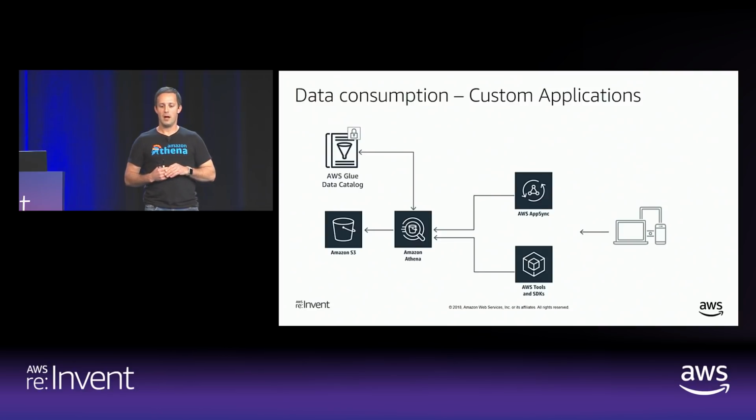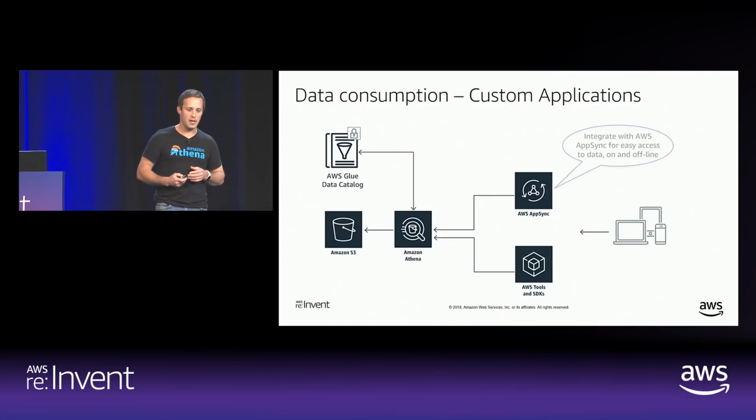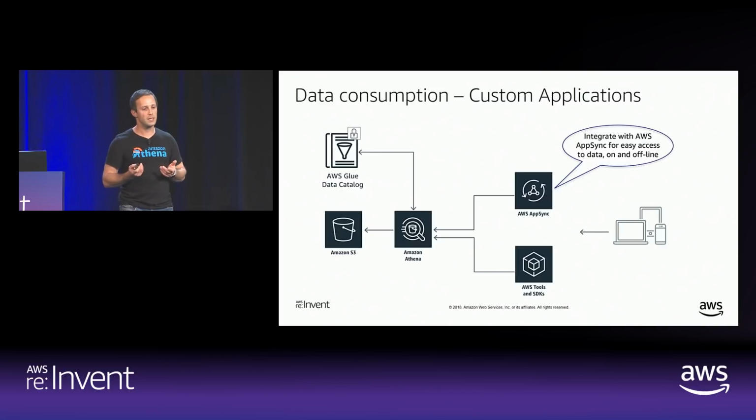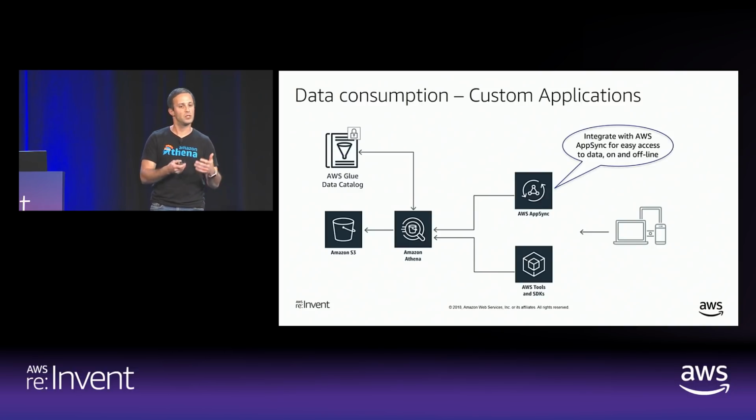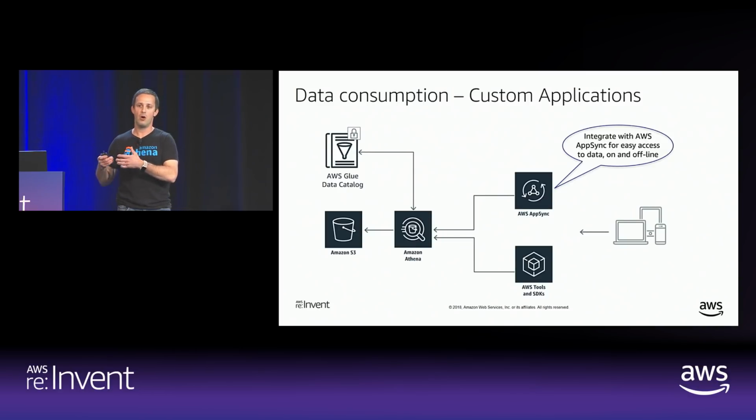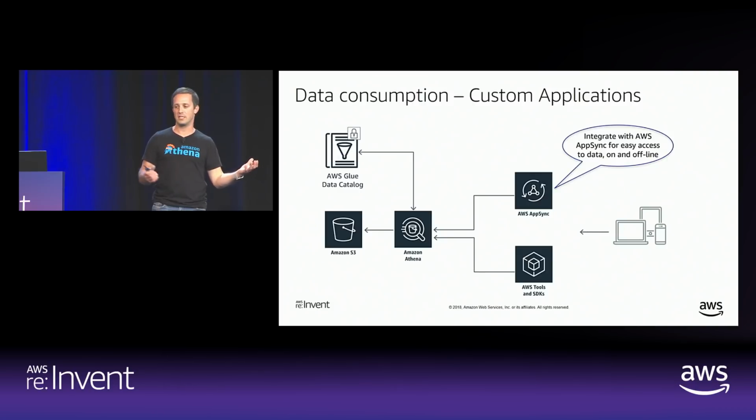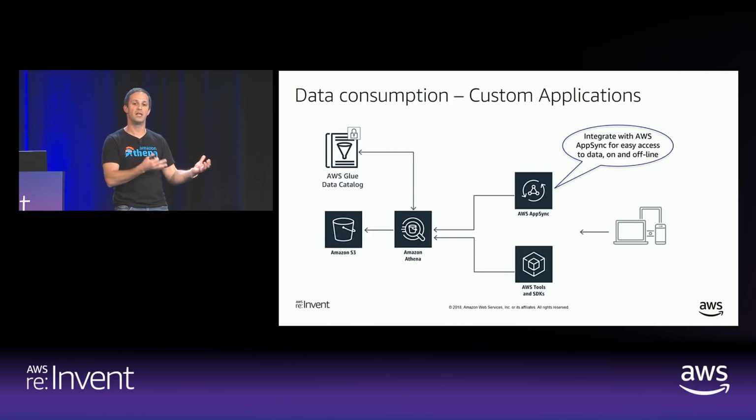You can see in this case, AWS AppSync. If you're not familiar with this, they have a GraphQL backend easily integrated into Athena. So then you can build applications, whether they're mobile applications or web-based applications that maintain data for online access, but also for offline access. It has the ability to cache some of that data, which is really, really cool.